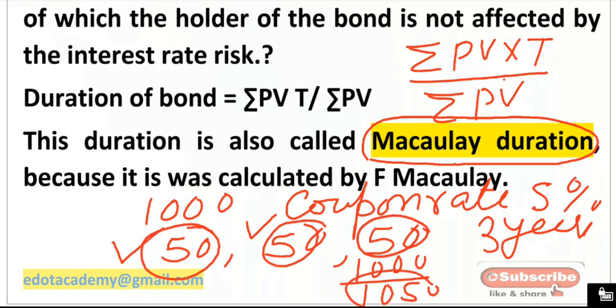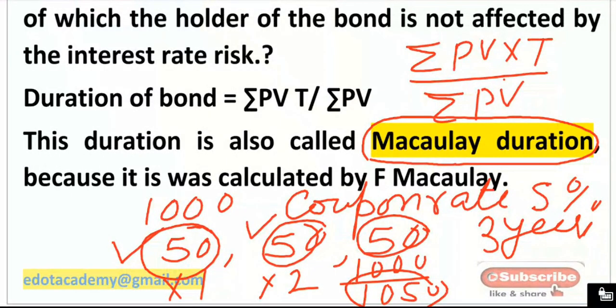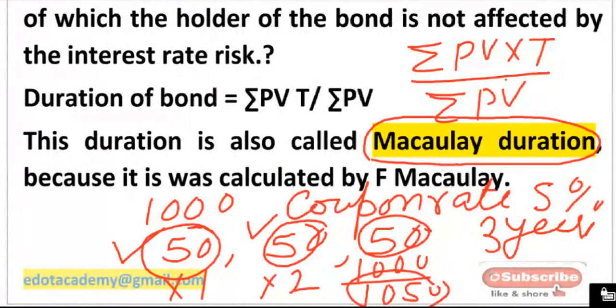Whatever amount he is getting, you have to convert it into present value. Then you have to multiply with the respective time. That means this 50 will be multiplied by 1, this 50 will be multiplied by 2, and this 1,050 will be multiplied by 3. So this becomes sigma PVt. What is the meaning of sigma? Sigma means you add all the values, and we get sigma PVt. And what is the meaning of sigma PV? Before multiplying by their time, if we add the present values, then we get sigma PV. We'll take one example so that it will be very clear to you.